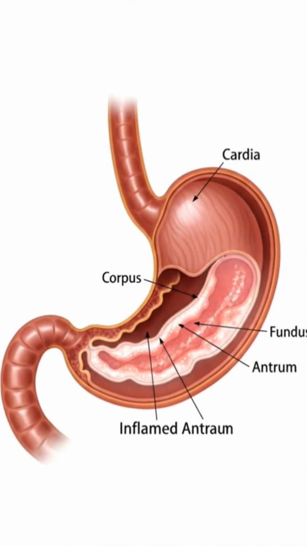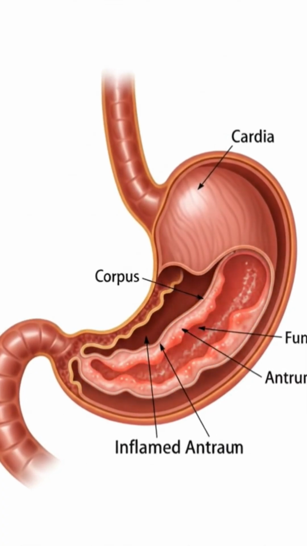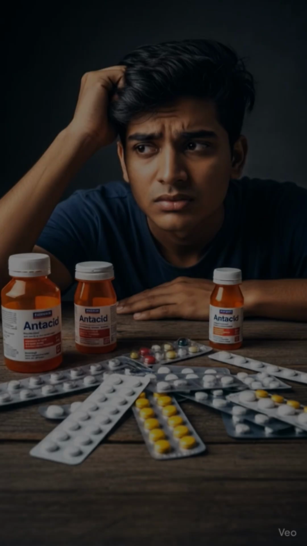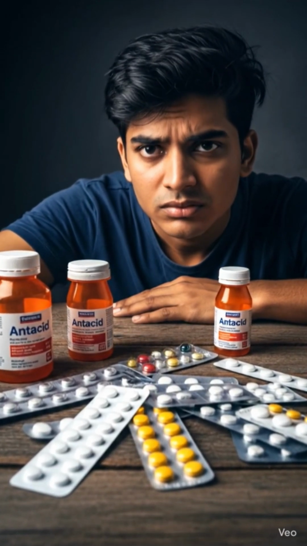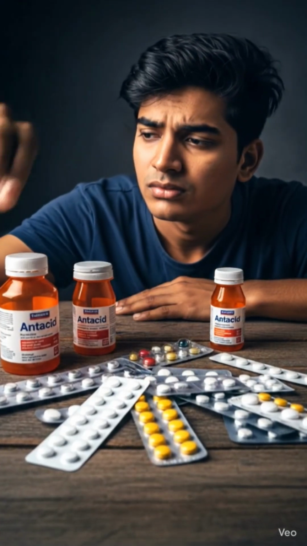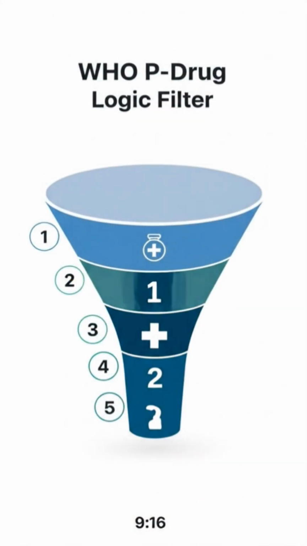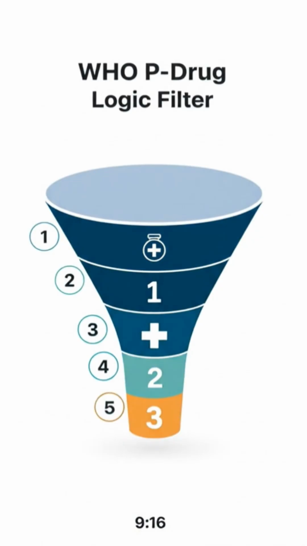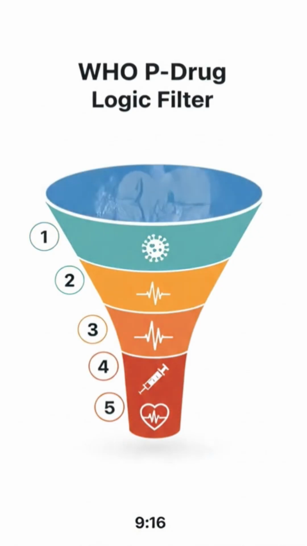Endoscopy reveals antral gastritis and Helicobacter pylori test is negative. The patient has been self-medicating with random antacids, but without relief. The question now is, what is the most rational prescription? To answer this, we apply the WHO recommended 5-step logic filter for P-drug selection.